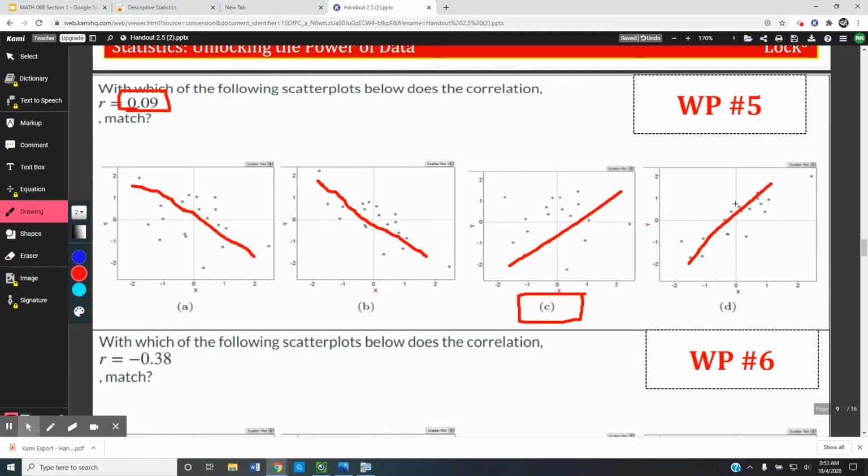Why not D? Because D is too good. Why not B? Because it's going downhill. Why not A? Because it kind of also looks like it's going downhill. I have a really hard time between choosing A and choosing C, but I can choose C over A.